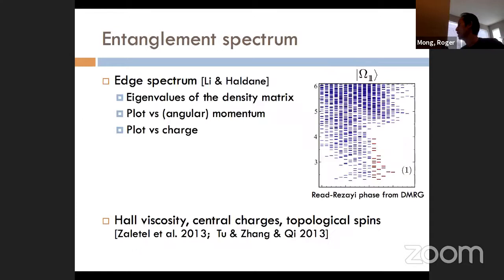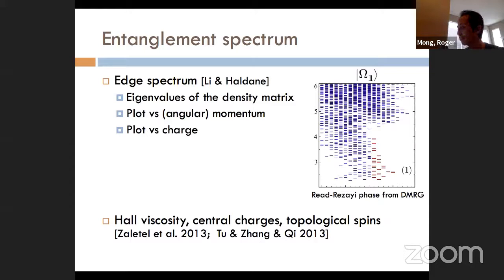On the topic of entanglement, Li and Haldane also introduced the idea of the entanglement spectrum and how the spectrum gives us a lot of information. Basically, the entanglement spectrum is the eigenvalues of a density matrix. What's shown here on the right is a plot of all the eigenvalues versus the momentum. In this particular case, this is DMRG data of the Read-Rezayi phase, which is a specific quantum Hall phase. What Li and Haldane pointed out was that the entanglement spectrum basically encodes the edge spectrum of the actual physical phase, even though you're looking at a bulk wave function. This was useful because it can be used to identify the type of topological phase purely from the ground state. And there are a number of other things you can identify in addition to the edge spectrum, such as Hall viscosity, central charge, etc.